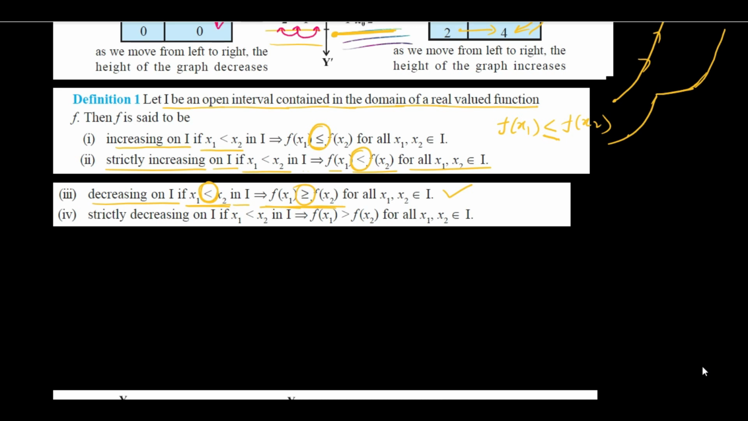Strictly decreasing, we cannot use the sign of equal. Strictly decreasing means x1 is less than x2 in I, then this implies that f(x1) is greater than f(x2) for x1, x2 belongs to I.